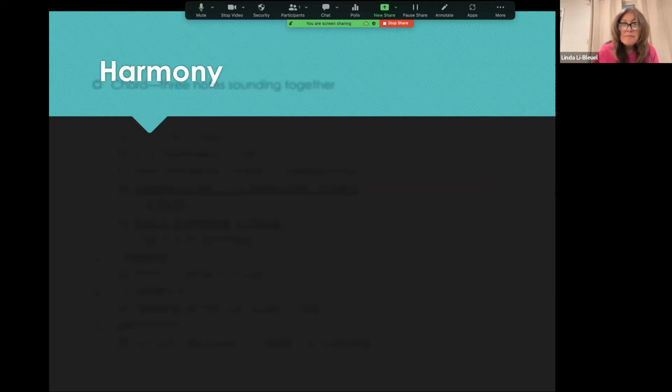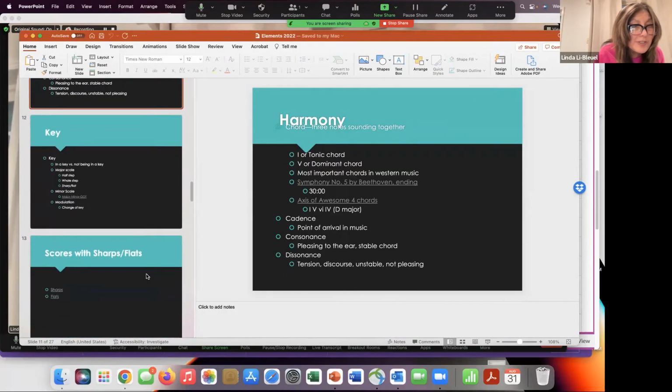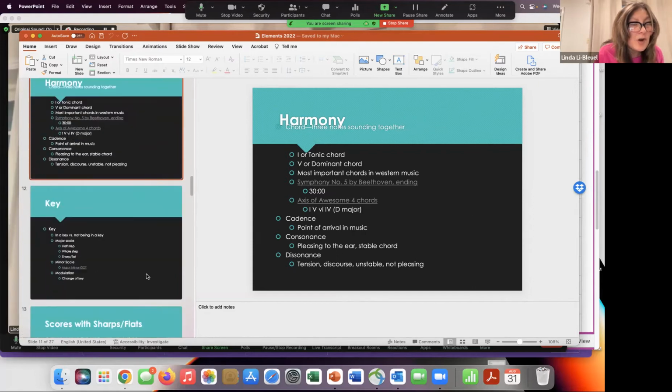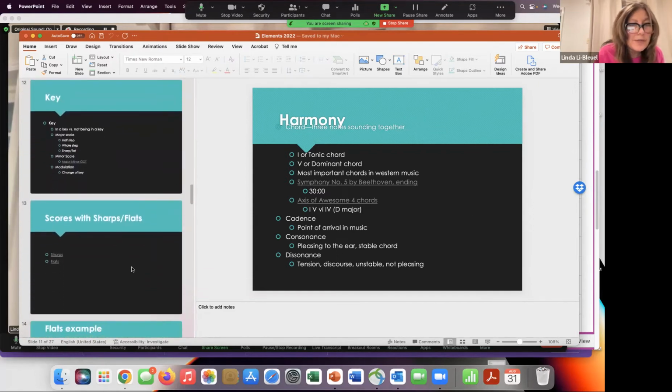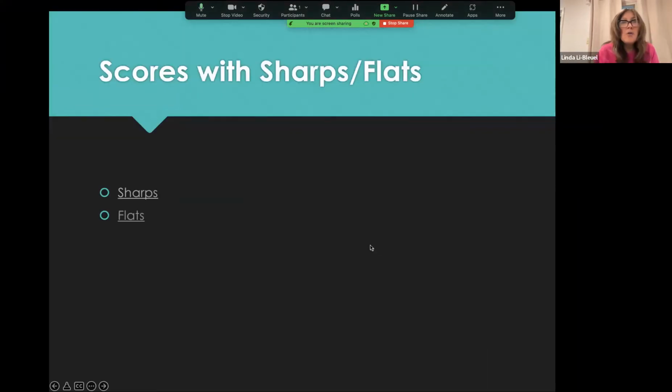So, okay. And then the other thing I wanted to cover on this is sharps. Okay. I'm skipping over key and I'm skipping over harmony because I want to do that in person. Okay. All right. So, sharp. If we talk about sharpening something, you're raising something. If we talk about flatting something, you're making it lower.